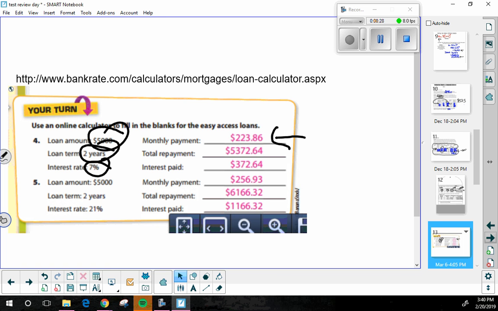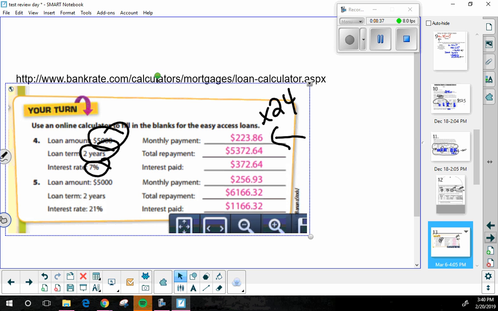By how many? What would I multiply this? 24, yes, because that's 2 years. Now, the interest that I paid was $372. So how did I get from this number to figure out what my interest payment was? Yes, subtract 5,000.